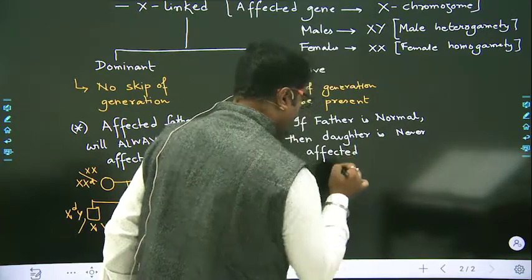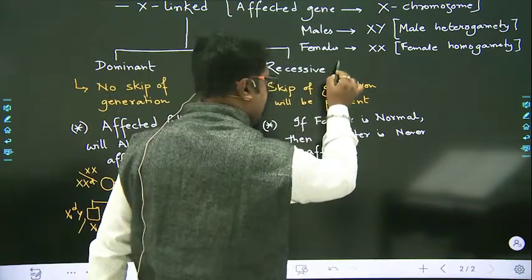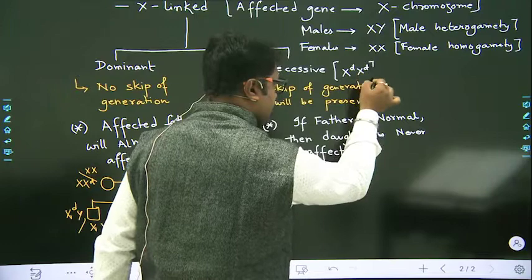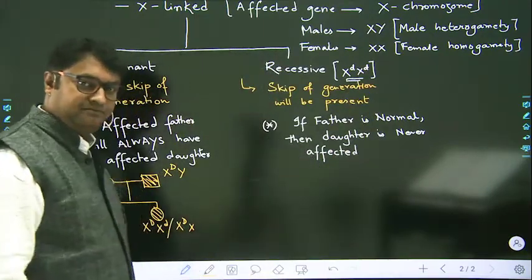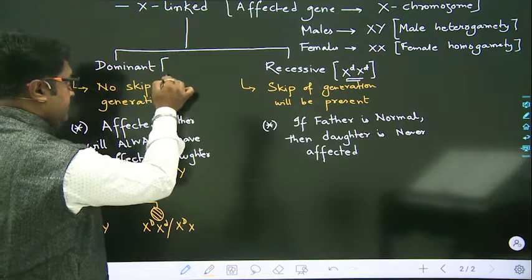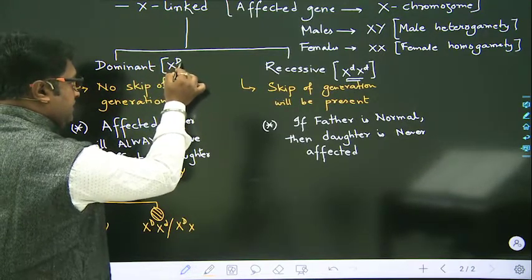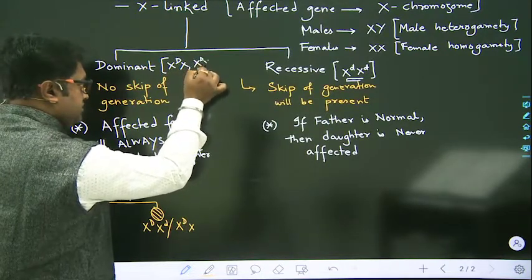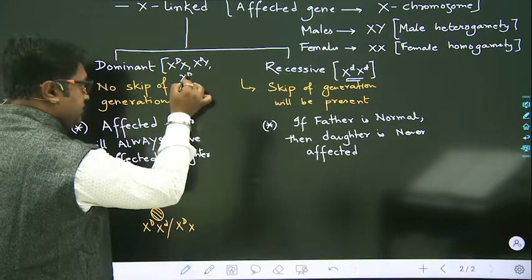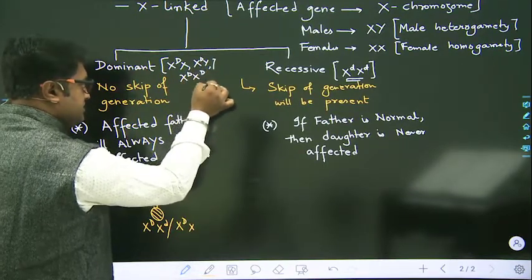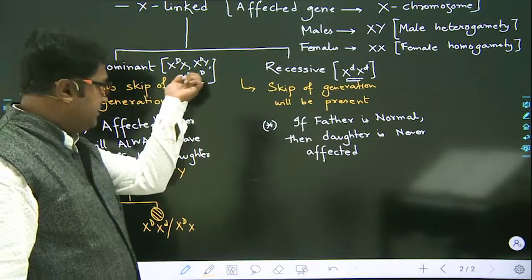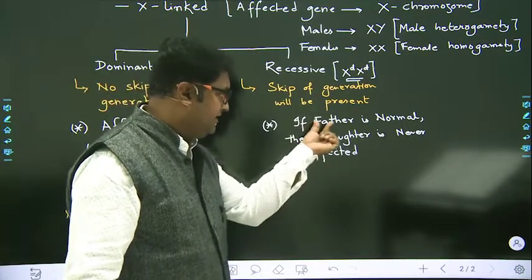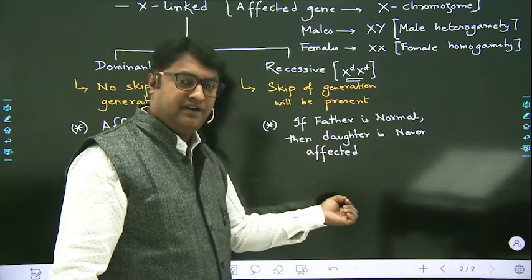Clear? And why so? We know that a recessive trait will be affected only when both recessive genes are present, only under the homozygous condition. But here it can be this one, it can be this one, it can be this one. In all these cases the child will be of different genotypes, or the individual will be affected. Clear? So if the father is normal, then the daughter is never affected.